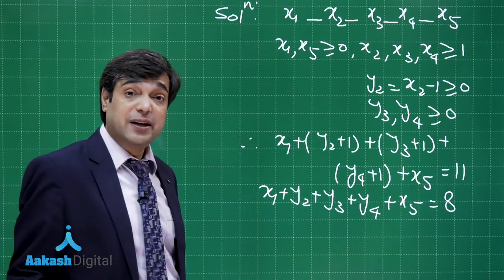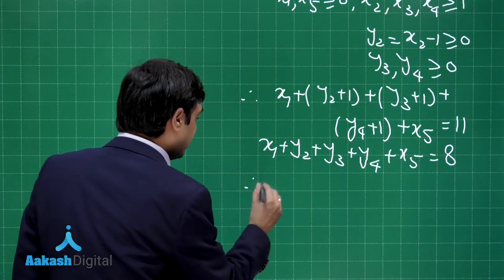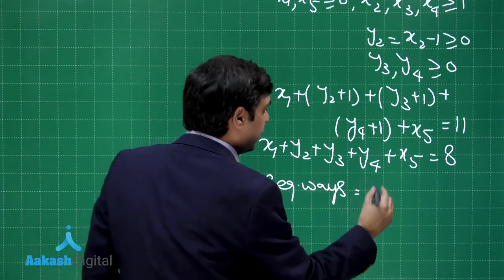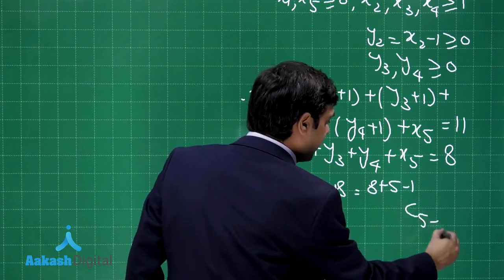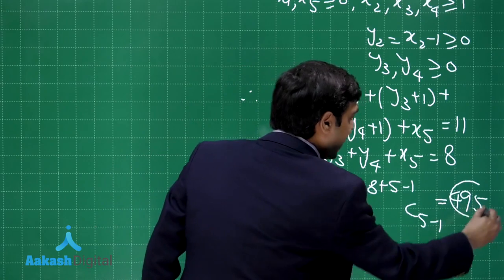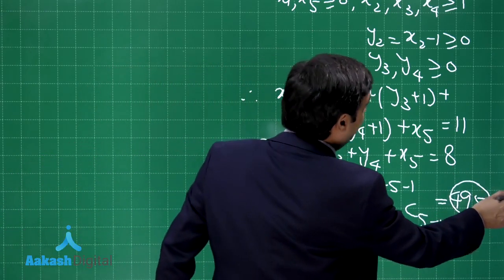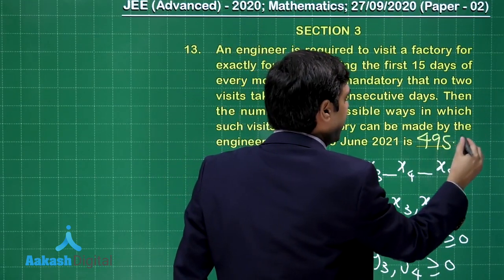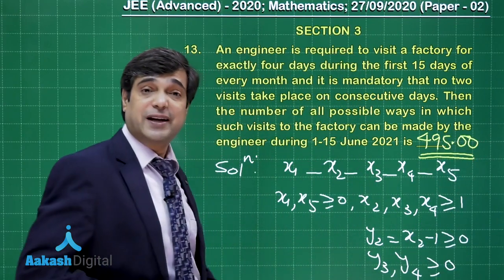So what is the result here? Non-negative integral solutions of this equation. Therefore, required ways equals 8 plus 5 minus 1 C 5 minus 1, that is 12C4, or just 495. So the correct answer for this question is 495. Now the format is of the numerical value type. So let's say this is 495.00. So I'm sure this question is clear, how we are getting the answer.